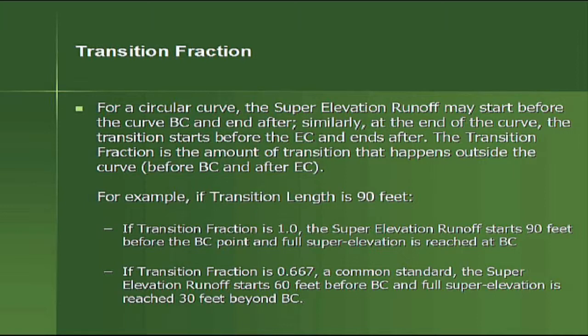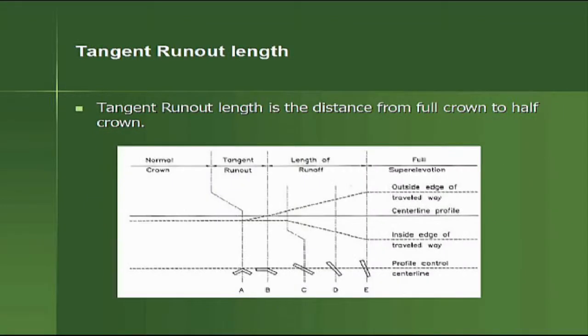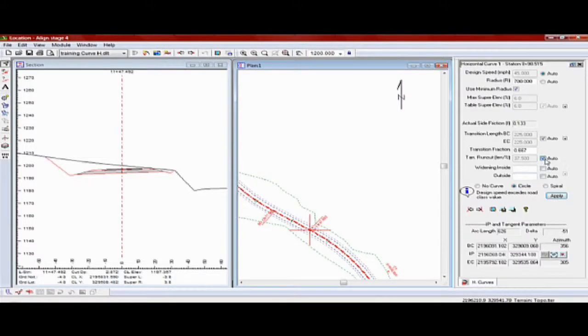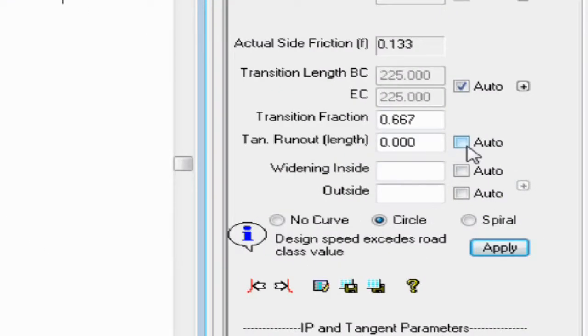If transition fraction is 0.667, a common standard, the super elevation runoff starts 60 feet before BC and the full super elevation is reached 30 feet beyond BC. Tangent runout length, distance from the full crown to half crown. Clear the Auto button to set the tangent runout length explicitly. With the Auto set, the tangent runout length is measured as a fraction of the crown slope.